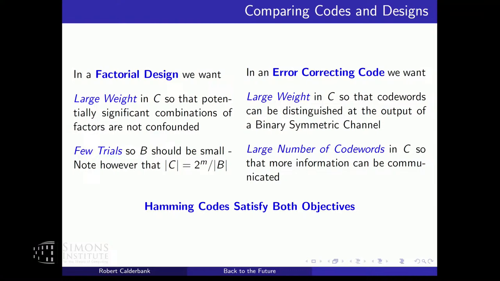because he wants not to be disturbed by confounding. Now, in an error-correcting code on a binary symmetric channel, we want a large number of code words, so we're consistent with this. And we also want a large minimum weight. And so Hamming codes satisfy both objectives. So whether you come at the problem from the coding theoretic point of view or the statistics point of view, you end up at the same place.